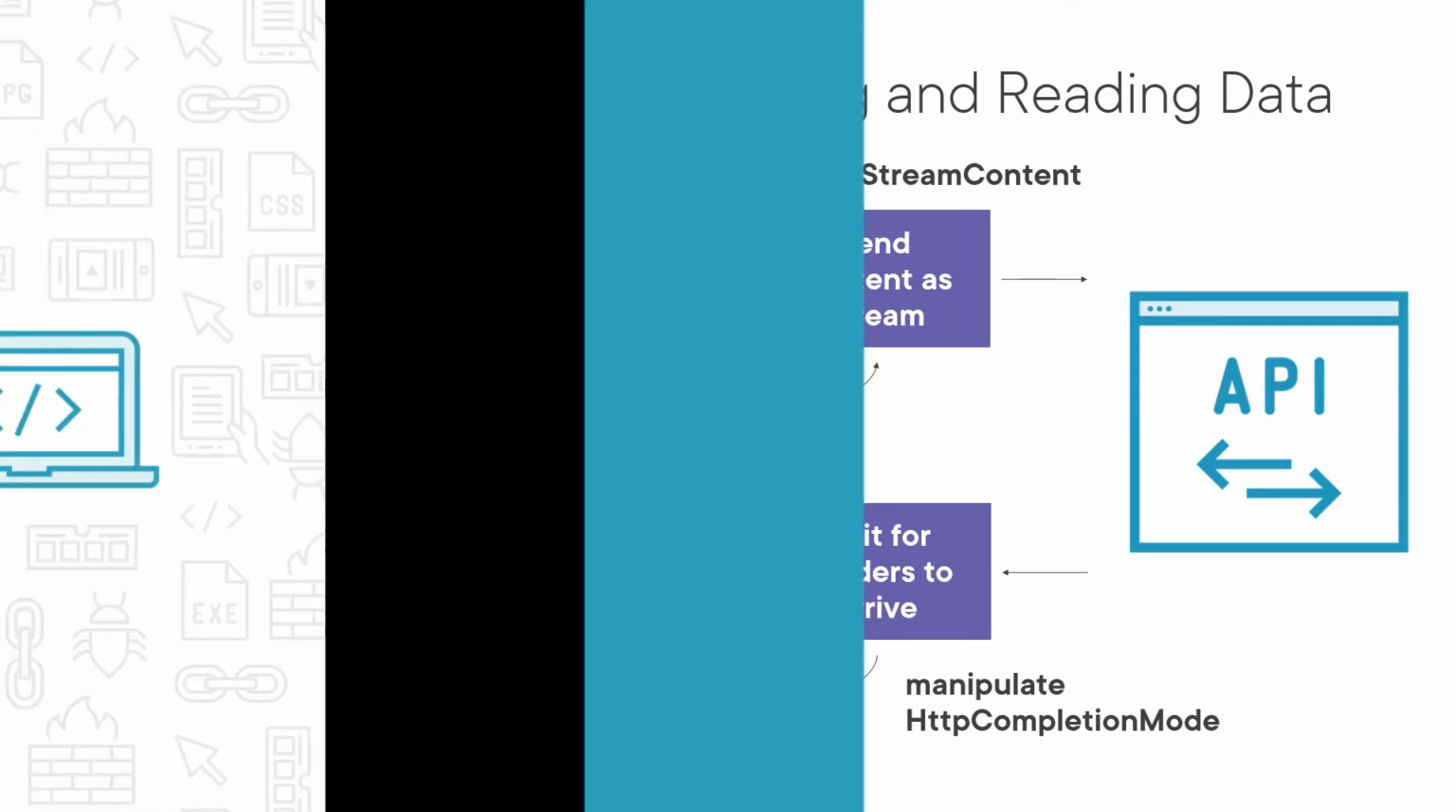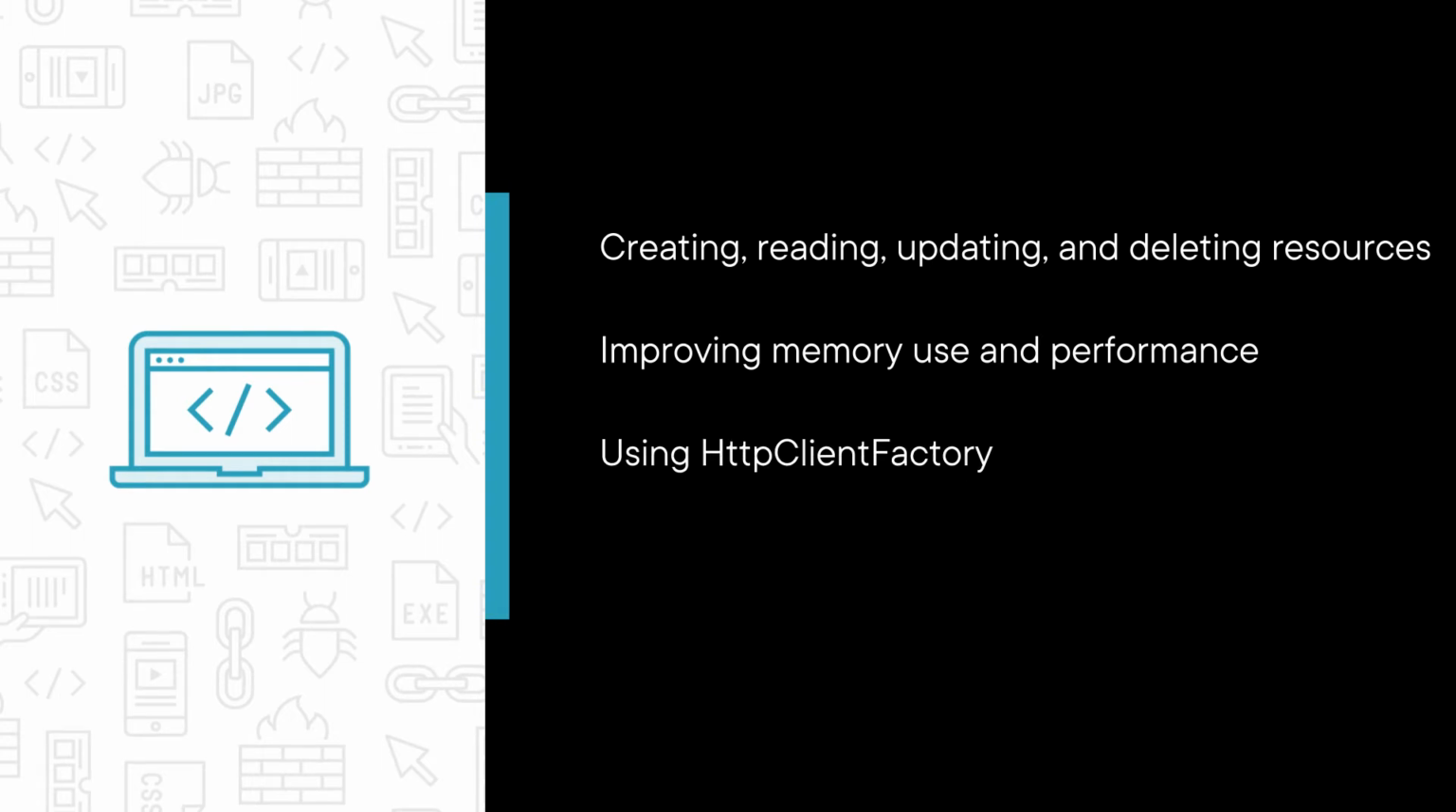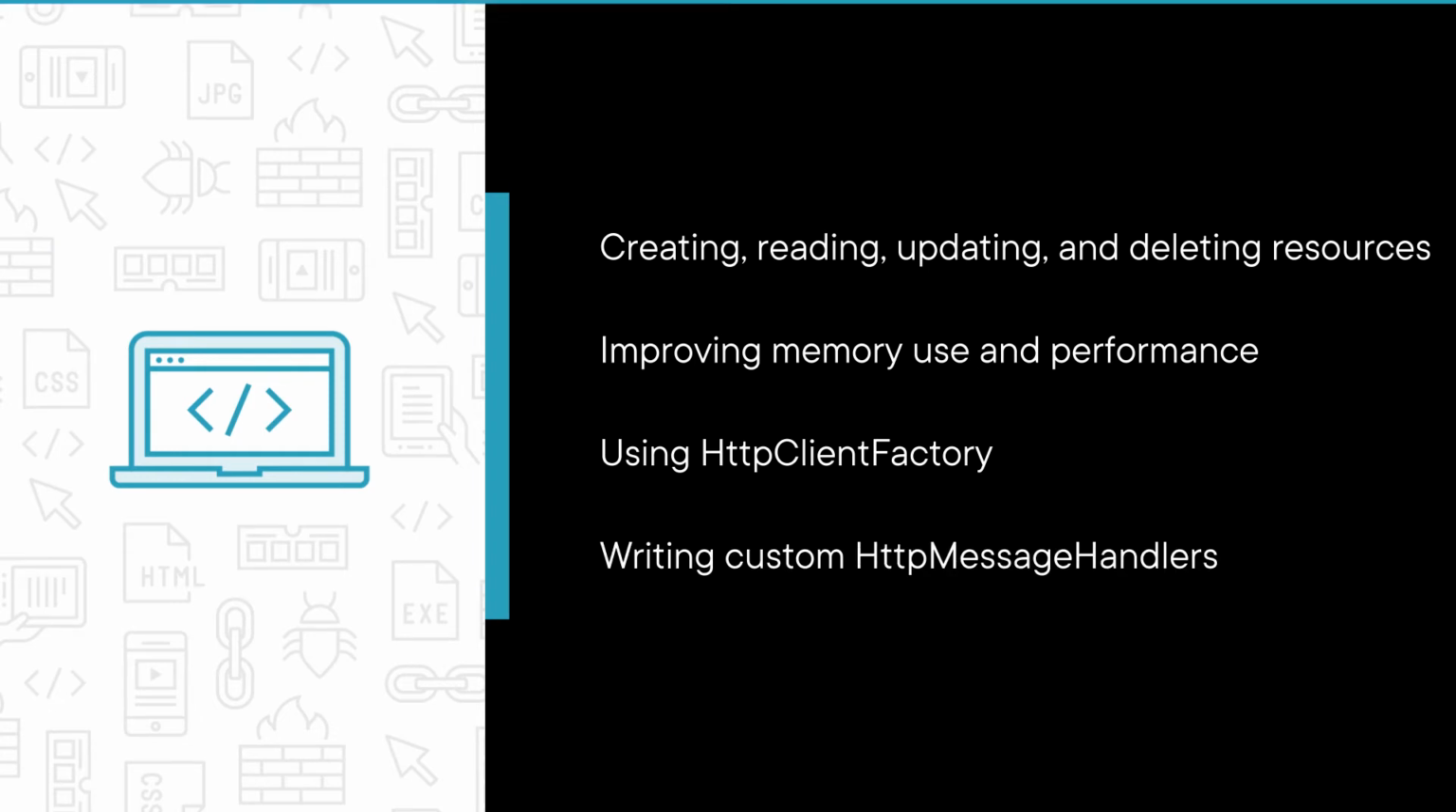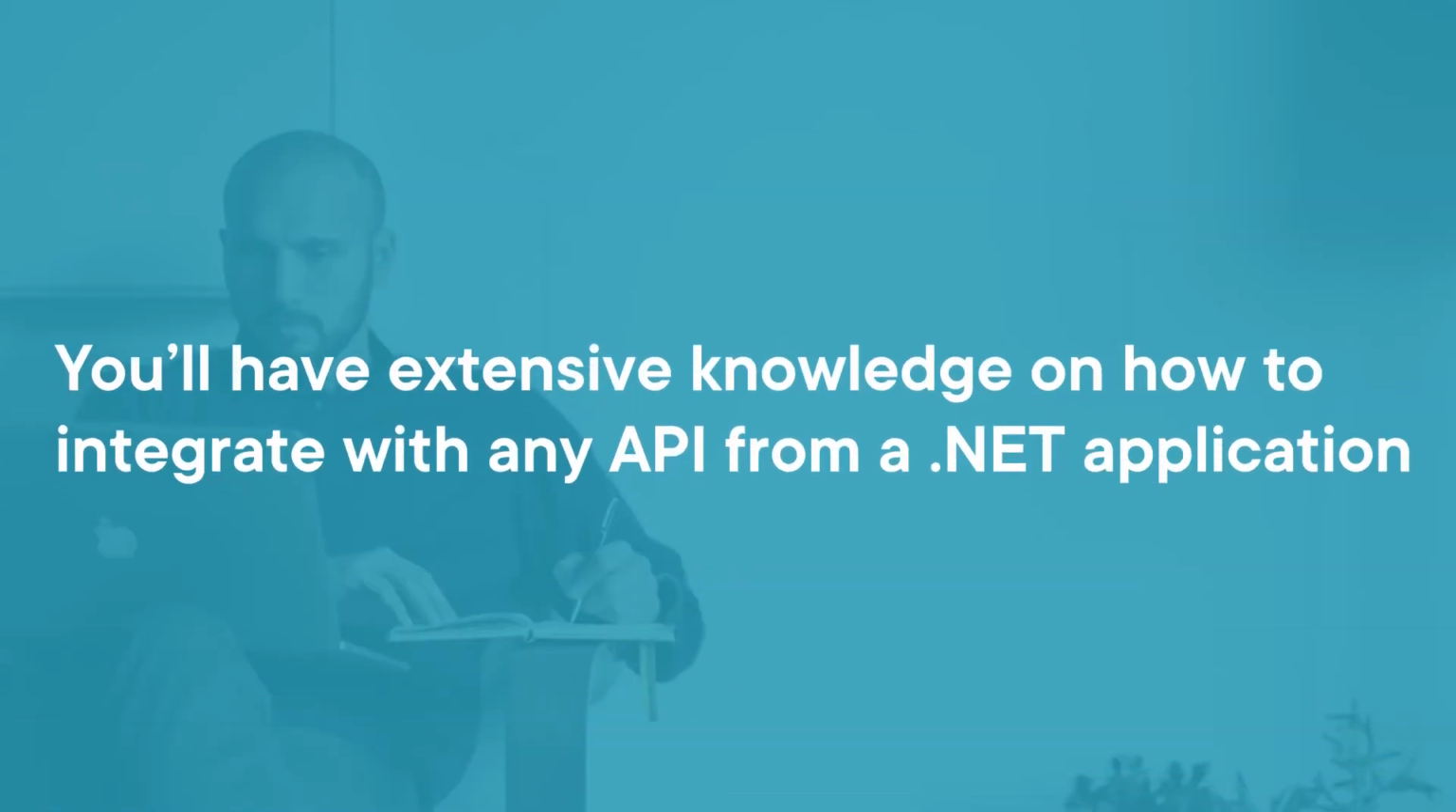Some of the major topics that we will cover include creating, reading, updating and deleting resources, improving memory use and performance by working with streams and compression, using HTTP Client Factory for HTTP Client instance management, and writing custom HTTP message handlers. By the end of this course, you will have extensive knowledge on how to integrate with any API from a .NET application.